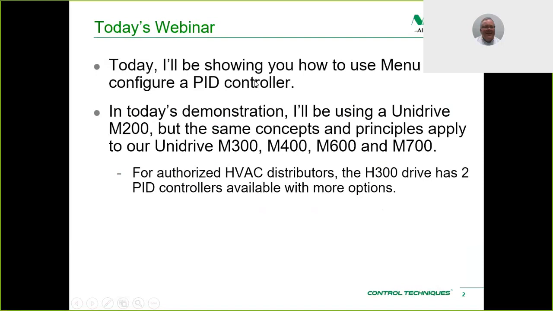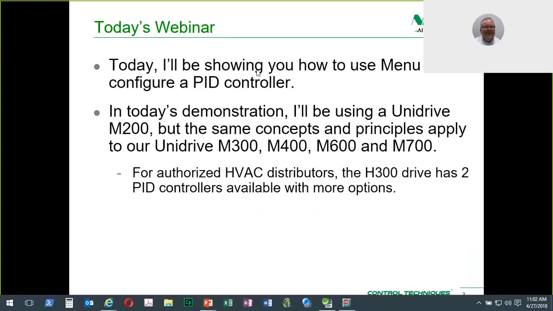Again, I'm going to be talking about the PID controllers available with our drives. And in today's demonstration, I'm using a Unidrive M200, okay? However, understand that the same concepts and principles apply to any of the drives that support the PID controller, and that is the Unidrive M300, 400, 600, and 700. The Unidrive M100 does not support a PID controller. So for PID use, that begins with an M300. Now, for our HVAC distributors and customers, the H300 drive has two PID controllers with more options.